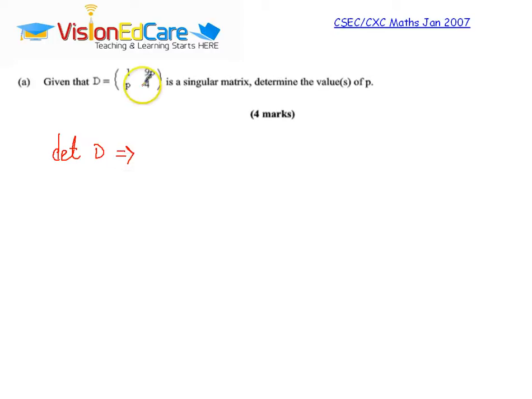implies that we multiply the elements of the leading diagonal, so 1 times 4, and then we find the difference of the product of the elements in the non-leading diagonal. The elements in the non-leading diagonal are P and 9P, and we find the product of them as well, which the question says, the matrix is singular, therefore the determinant is equal to 0. Okay, let us simplify and solve for P here. 1 times 4 gives us 4, and P times 9P gives us 9P squared, and that equals 0.